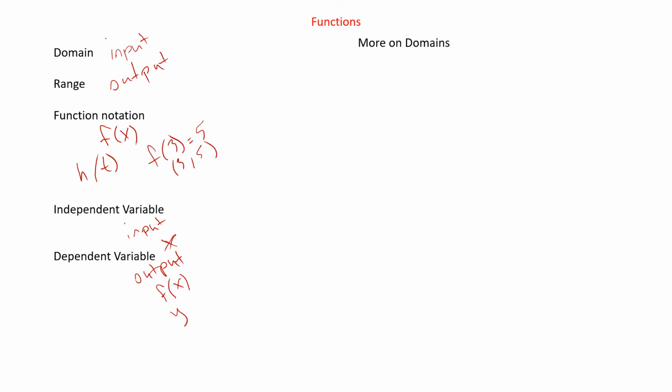So more on domains. Finding domains. Generally speaking, for a function dealing with x, the domain is all real numbers, except we can't divide by 0. So if you have x in the denominator, that might limit your domain. We can't have the square root of a negative number. So if you have a square root with an x in it, that might limit your domain.